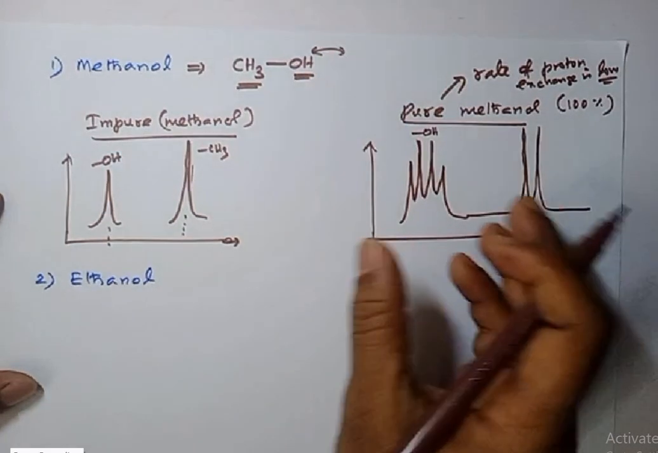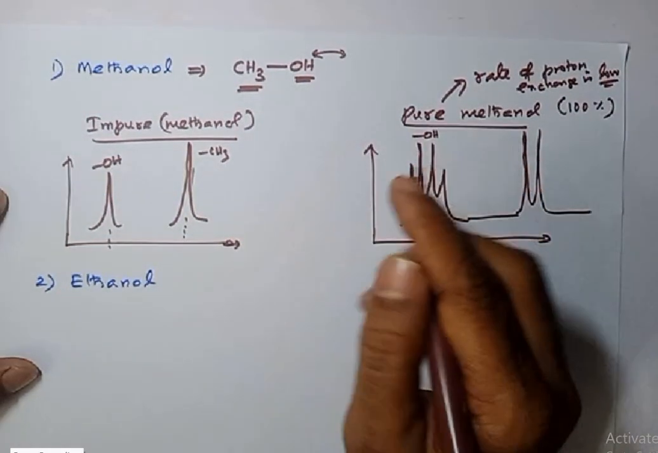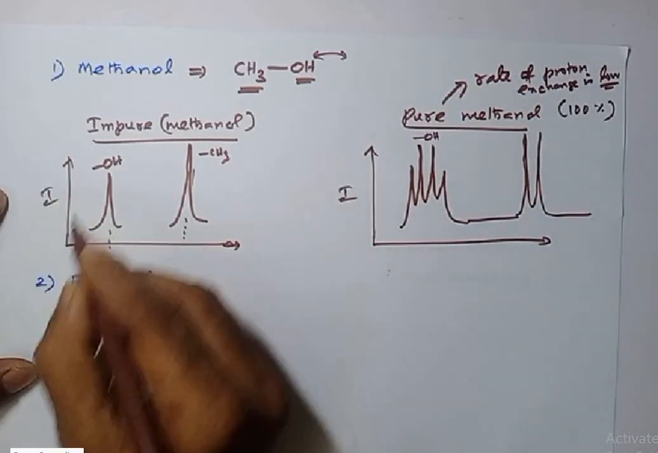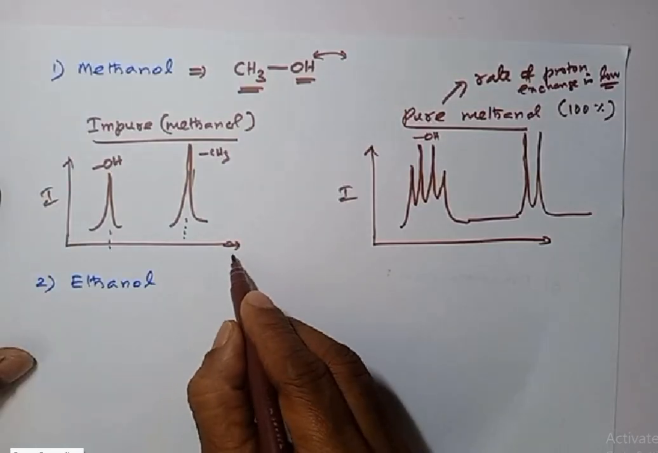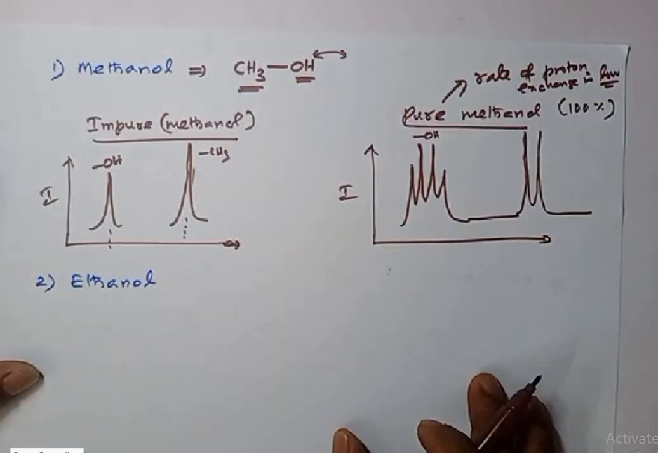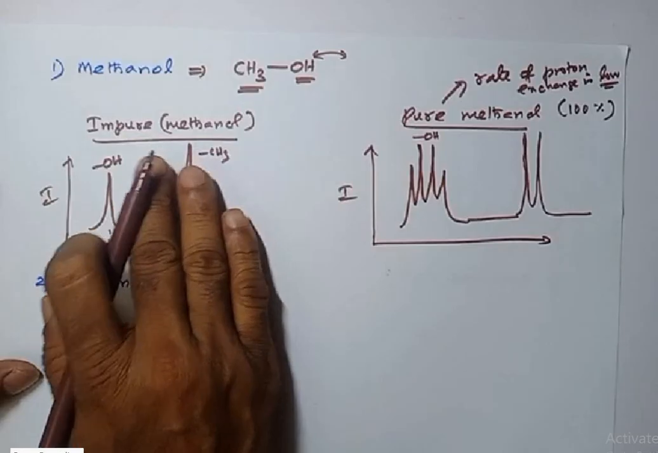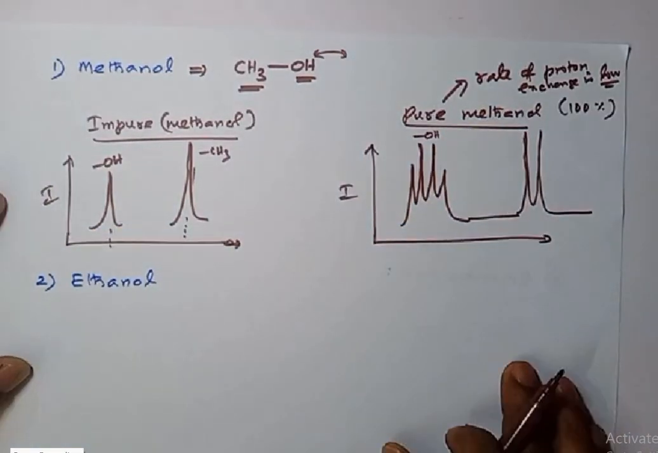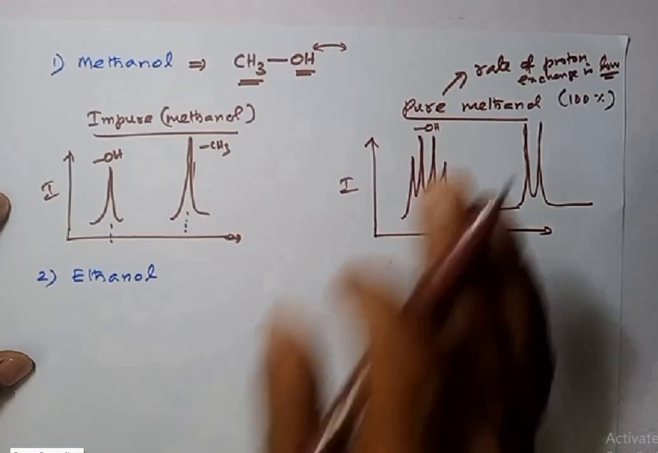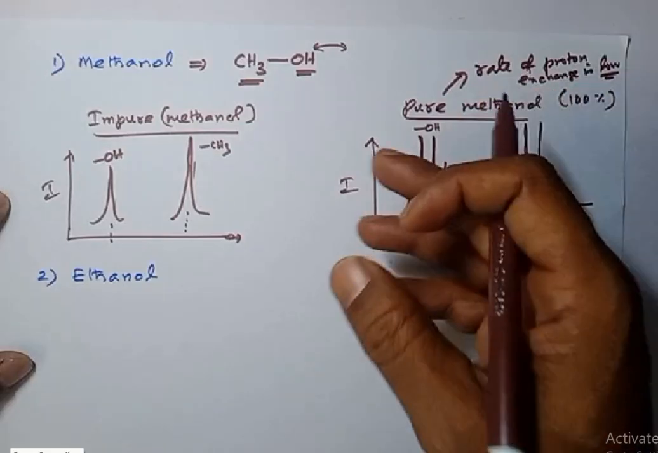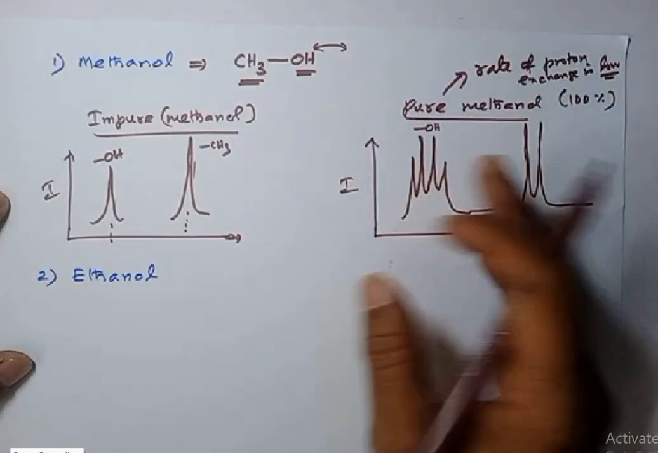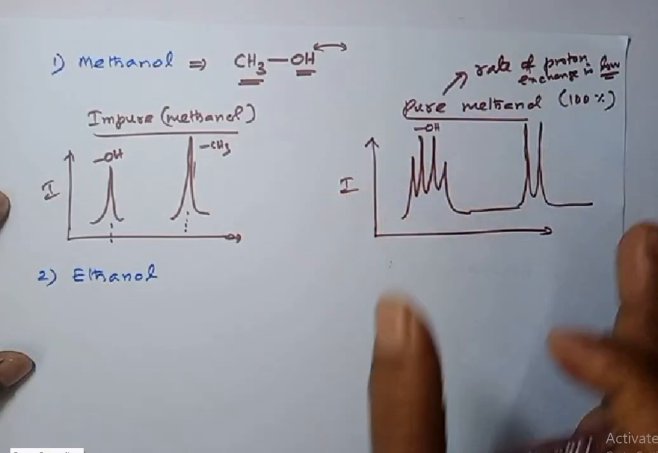Okay, I'm just drawing some schematic picture. Don't worry about the intensity and the other information. I'm just giving you the schematic. This is for impure methanol and this is for pure methanol. In pure methanol, the rate of exchange is slow, therefore coupling will occur. You will get split signals.